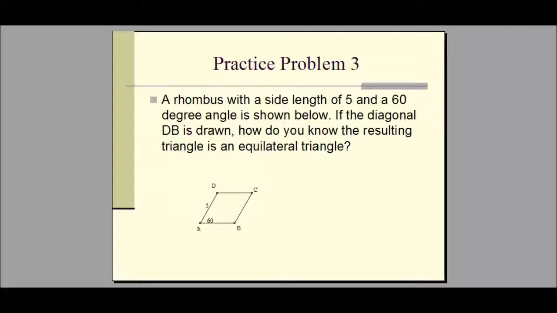Here's practice problem 3. A rhombus with a side length of 5 and a 60-degree angle is shown below. If the diagonal DB is drawn, how do you know the resulting triangle is equilateral?